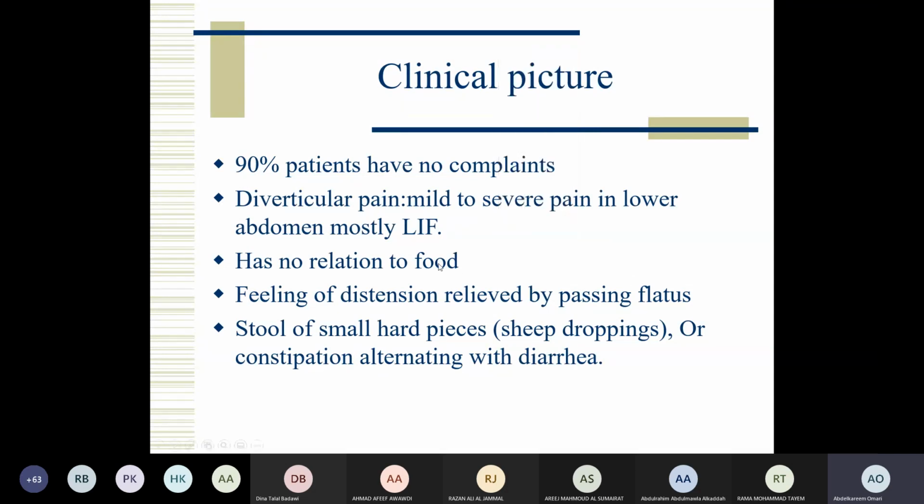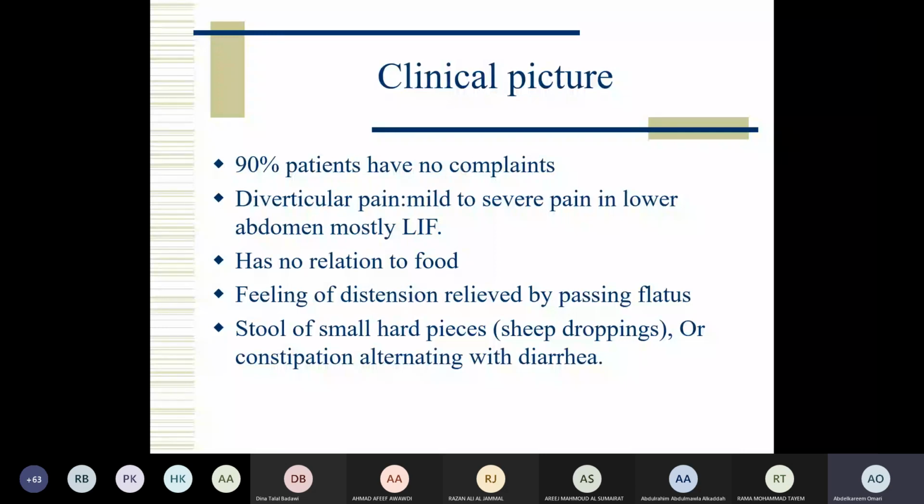ما بيجيك دائما مغص مستمر. وبيجي frequent, but because it is the colon, وانتم عارفين انه الكولون 11th. It is not the 10th dermatome. It is the 11th. So the pain is referred always below the umbilicus. So the patient will feel, if he has this complaint, pain in the lower abdomen, mostly left iliac fossa. It has no relation to food.